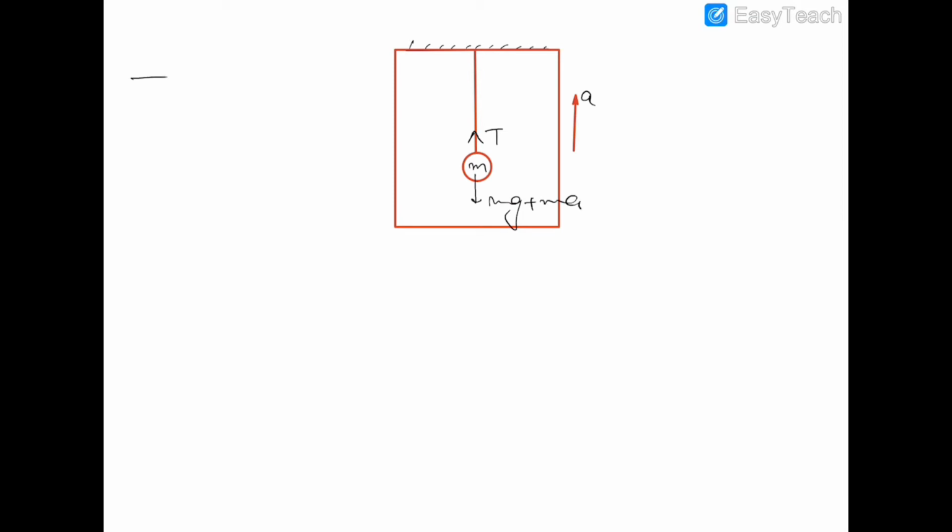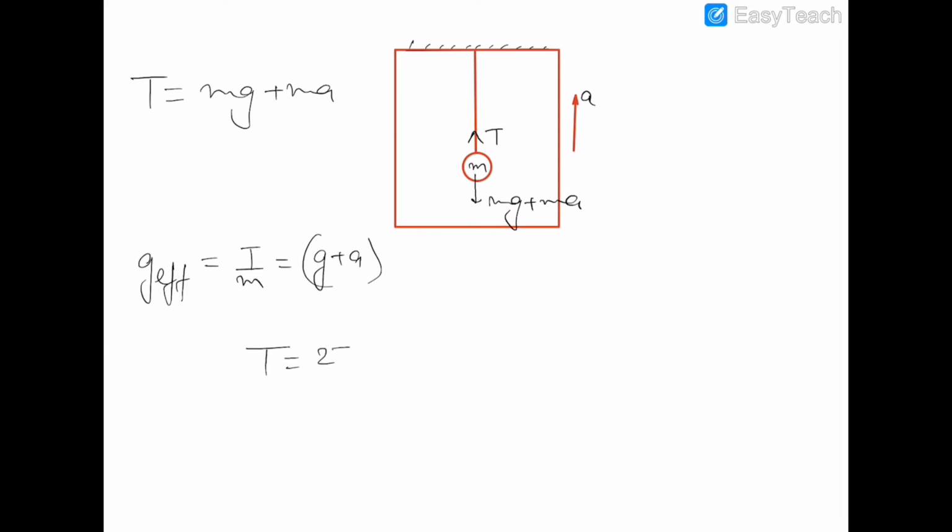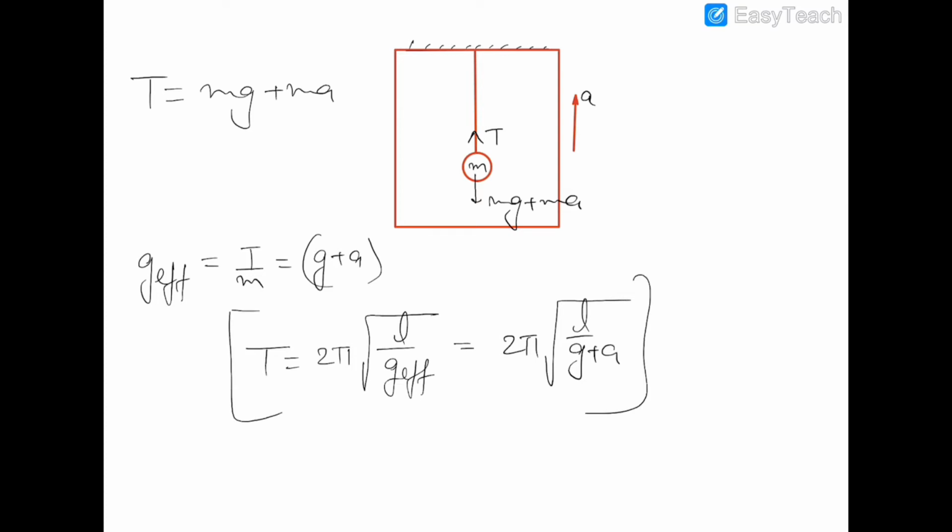Now this tension will be equal to mg plus ma, and when we have to find out the g effective, then g effective will be equal to T by m. So T by m is g plus a. Therefore the time period of the simple pendulum would be 2π under root L by g effective. So this is 2π under root L by (g plus a). So this is the required time period of the simple pendulum in this case.